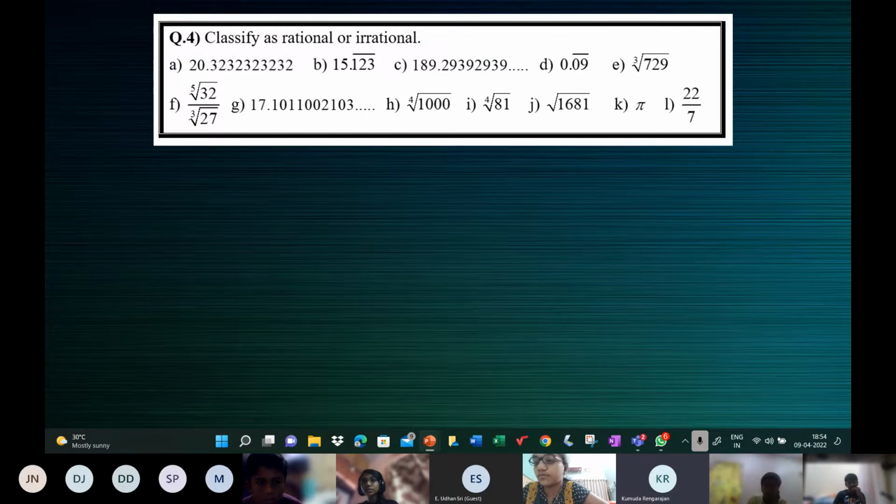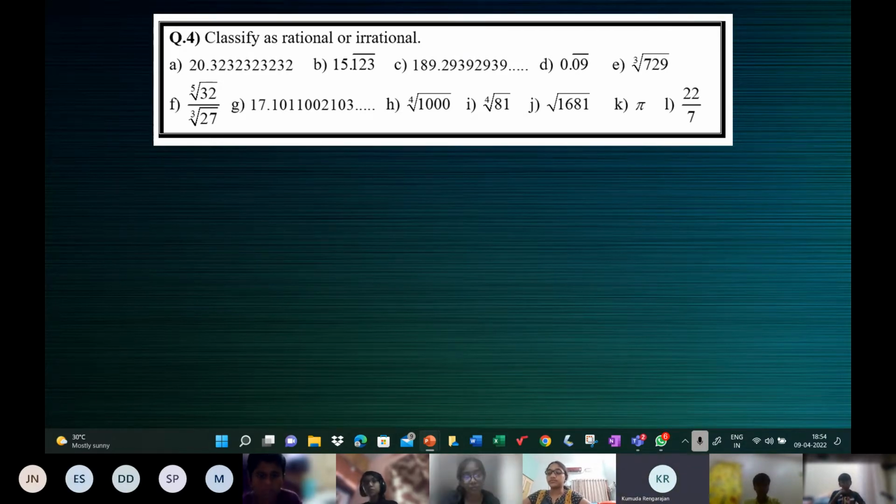Does it have a p by q form or terminating decimal? Does it have a p by q form? Yes, ma'am. Yes, that's why it's a rational number. Very good. So Krishmika is right. The first number is a terminating decimal and hence a rational number.